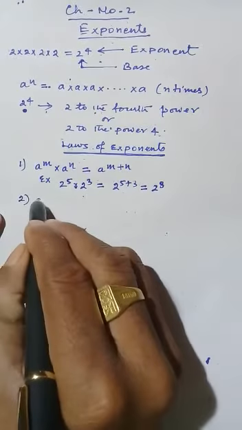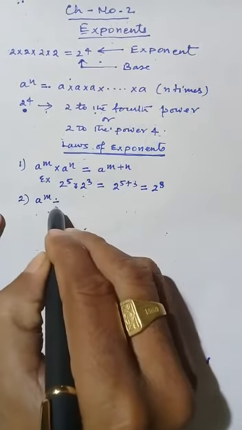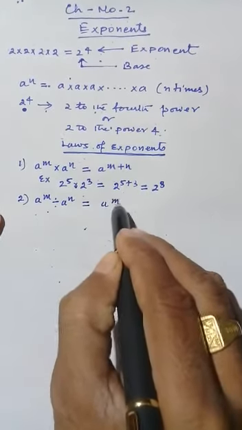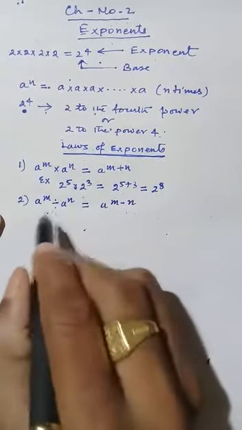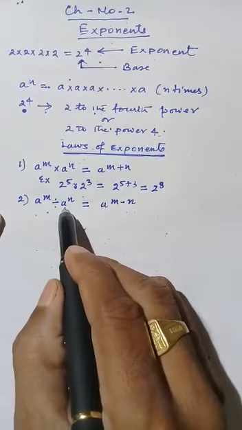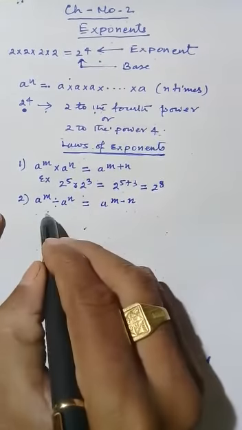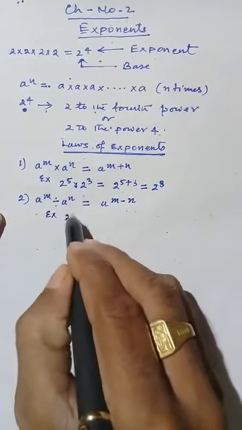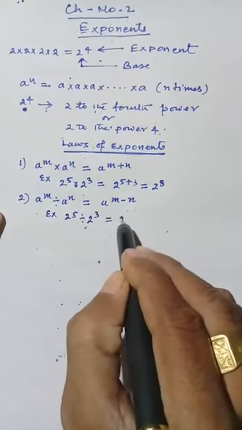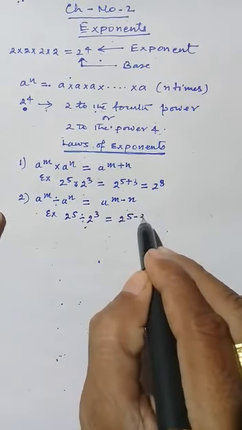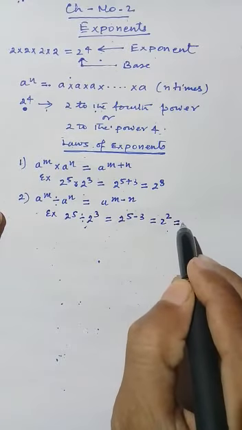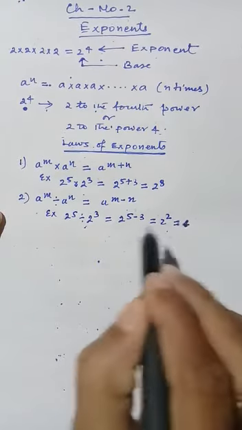Second law: a to the power m divided by a to the power n will be equal to a to the power m minus n. Here exponents are in division form. In such a case, powers are subtracted. Example, 2 to the power 5 divided by 2 to the power 3 is equal to 2 to the power 5 minus 3, which is equal to 2 square, and it is further equal to 4.